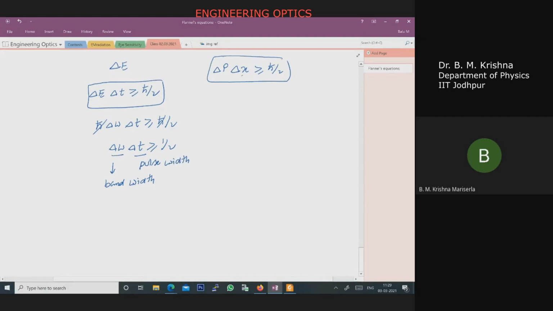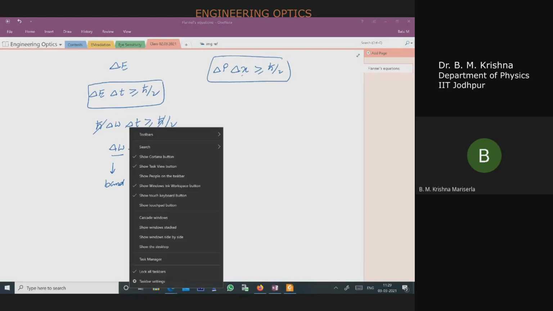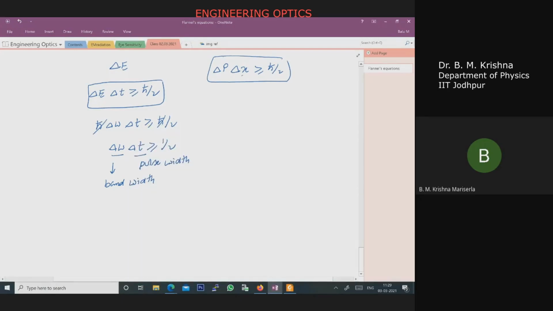Okay, so a laser has pulses. For example, if you see a pulsed laser, it doesn't emit light continuously. It emits with a time gap. Assume these are all equal time gaps, that is delta T1, the time gap.